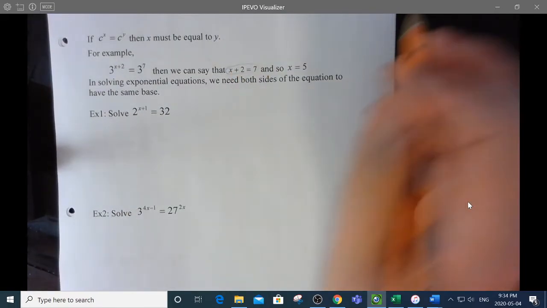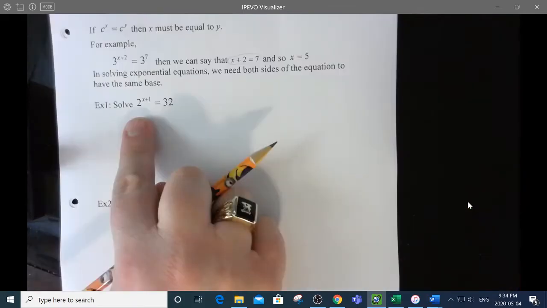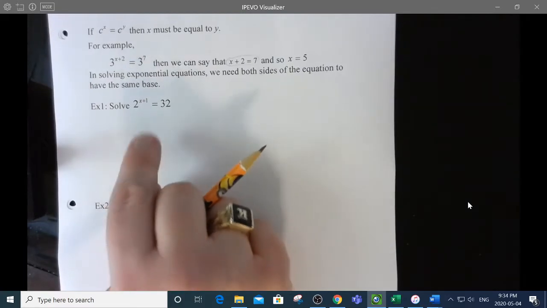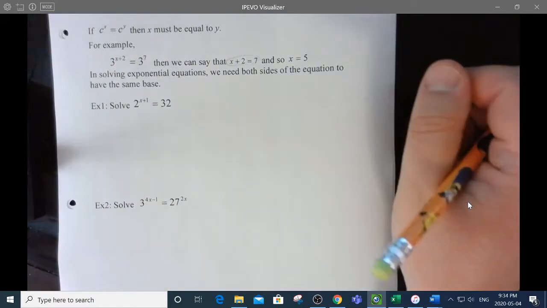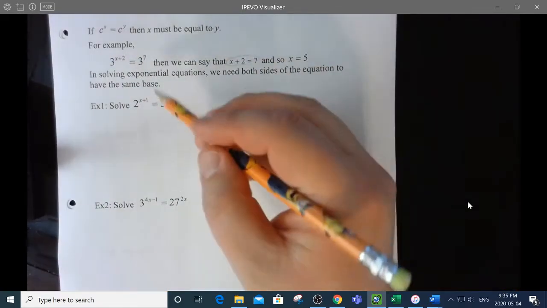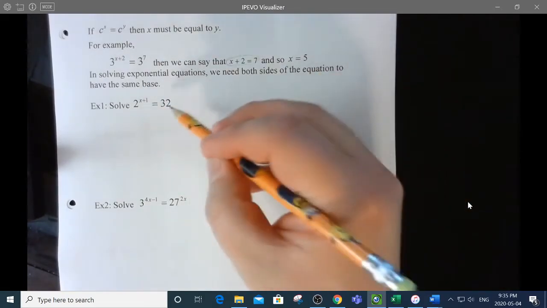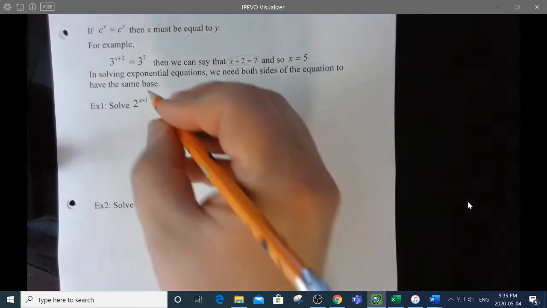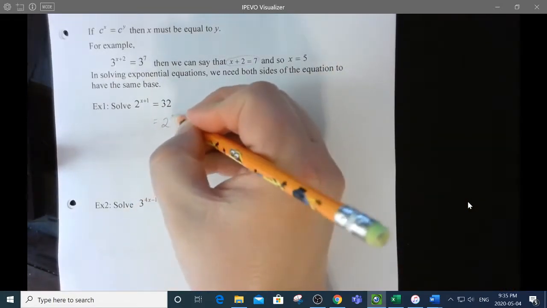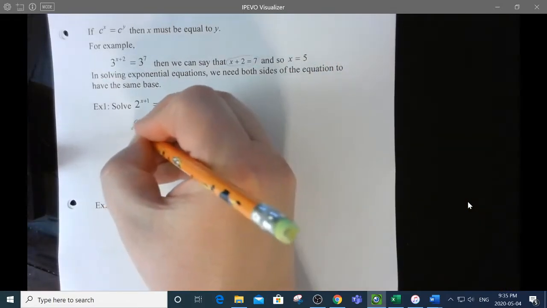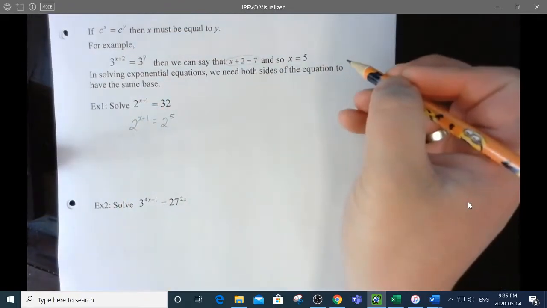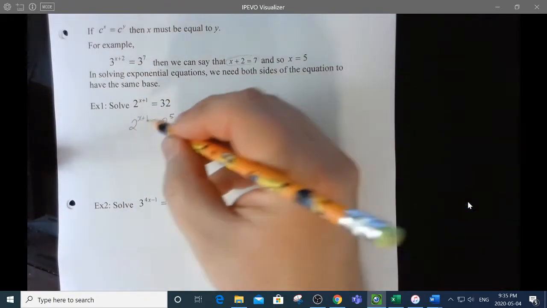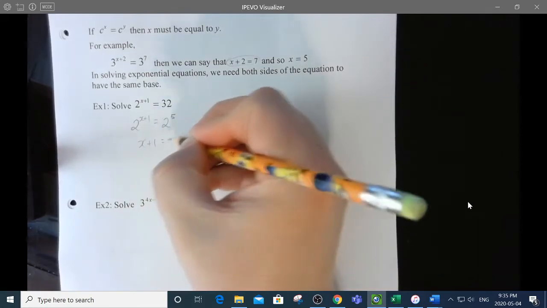So how do I do that for, oh, I've frozen. No, there we go, I'm back. How do I do that for this guy? Well, notice that right now this and this aren't the same base, but again, I should recognize 32. Remember, I just punched it in the calculator. It is 2 to the 5. So once I have made that happen, I can just say that x plus 1 equals 5.